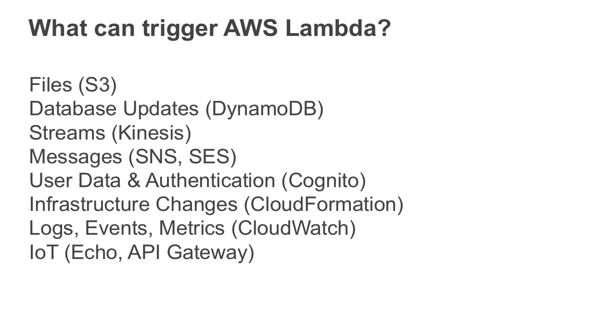So what can trigger an AWS Lambda? Well, the first thing is files. So when you add or delete a file from S3, that can trigger a Lambda. You could do database updates from DynamoDB or streams from Kinesis or messages from SNS or SES. When a user logs in or does something with their user data through Cognito, that can trigger a Lambda. Infrastructure changes through CloudFormation or even through CloudWatch. When you add a new EC2 instance, that's going to trigger a CloudWatch log. And that log line can trigger a Lambda to say, hey, there's a new EC2 instance.